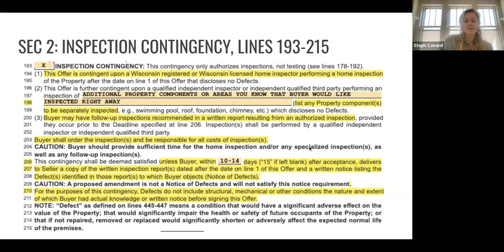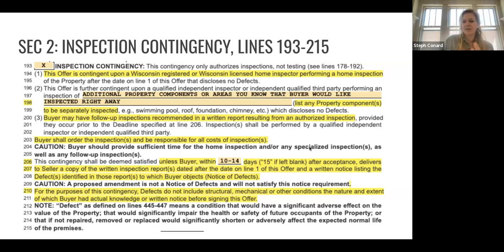So lines 204 to 205 are a big caution line for the buyer. Buyers should provide sufficient time for the home inspection and or any specialized inspections, as well as any follow-up inspections. That's a warning as we go into the next line, which gives us the deadline for the home inspection contingency. So line 206: this contingency shall be deemed satisfied unless the buyer within, and I think a good guideline is 10 to 14 days after acceptance, delivers to seller a copy of the written inspection report dated after line 1, and a written notice listing the defects identified in those reports to which the buyer objects.